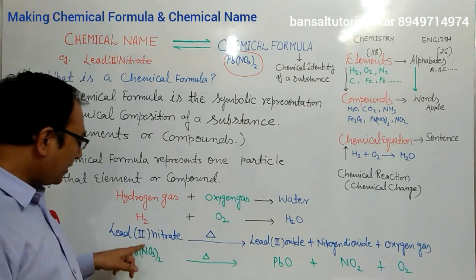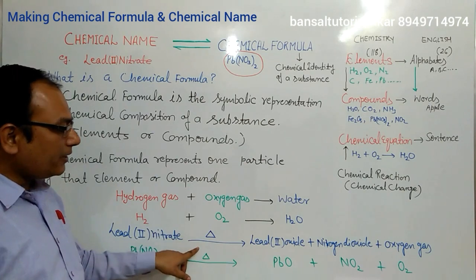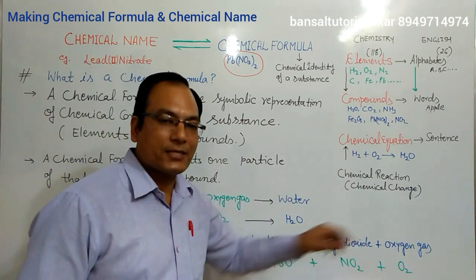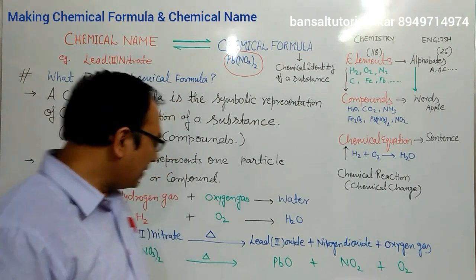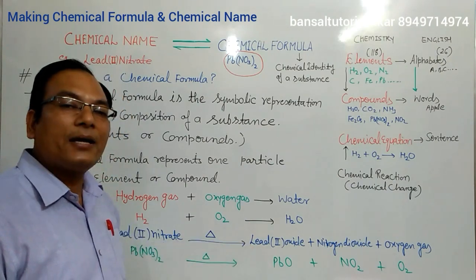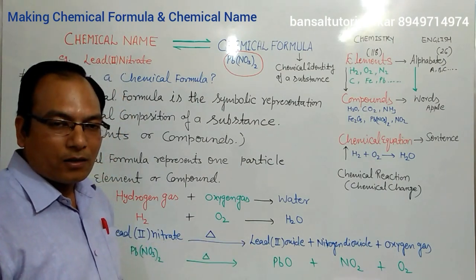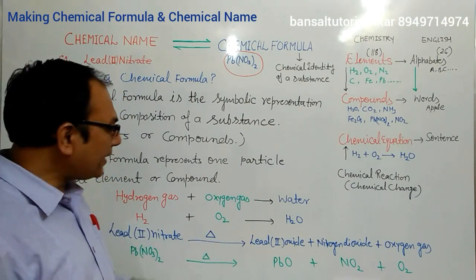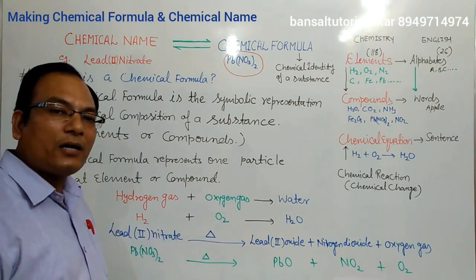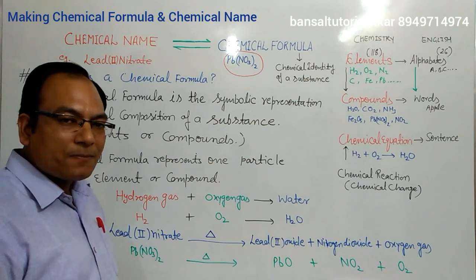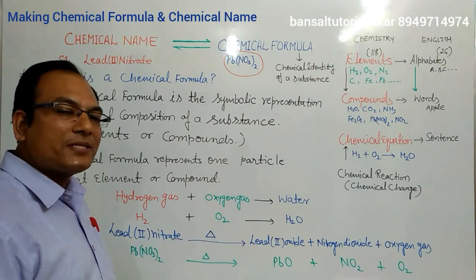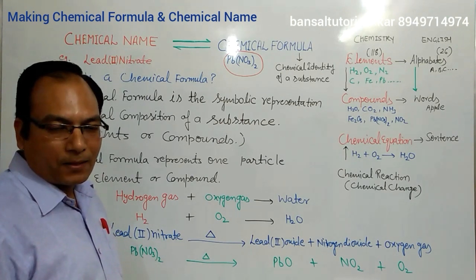In the same way, lead nitrate is heated to decompose into lead oxide, nitrogen dioxide, and oxygen gas. You again see that the formula of the initial substance is changed. So it is also a chemical reaction. When we represent a chemical reaction in terms of symbols and the formulas of the different chemical substances, then it is called a chemical equation. It is the shortest way to represent a chemical reaction.